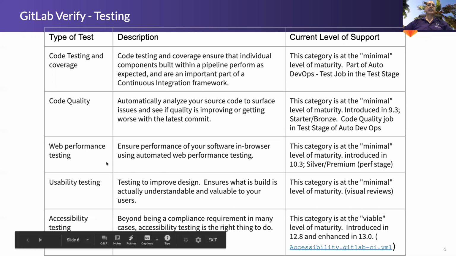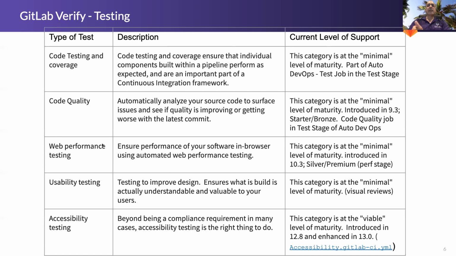And then finally, accessibility testing. That's really where you want to make sure that we're building software the right way so that it's accessible to people out there that may have some challenges. There's actually a tool available to do that. We have a YAML file called accessibility.gitlab-ci.yml. It's not included in Auto DevOps, but you certainly can add that if you're building your own pipeline or if you wanted to add it to Auto DevOps yourself. So that's really what I wanted to talk about as far as testing.